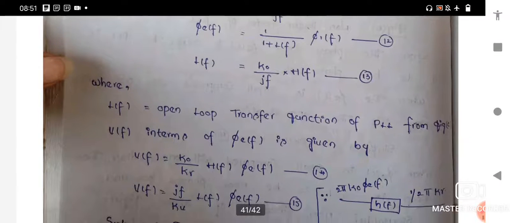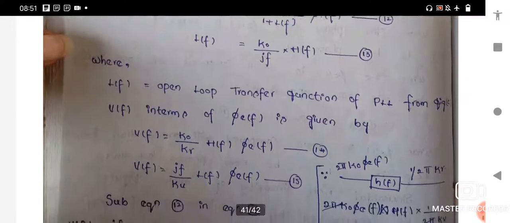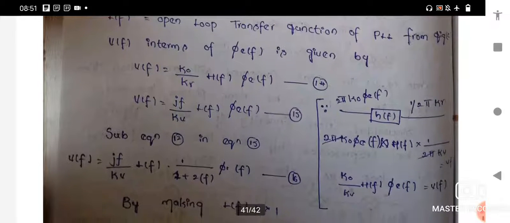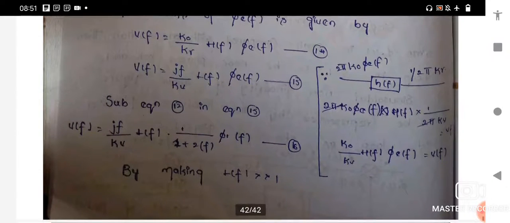Here L(f) is nothing but the open loop transfer function of the PLL, and V(f) in terms of φe(f) is given by V(f) equals k0 by kv h(f) φe(f), that is represented as equation 14. So V(f) equals jf by kv L(f) into φe(f). So that is equation 15.